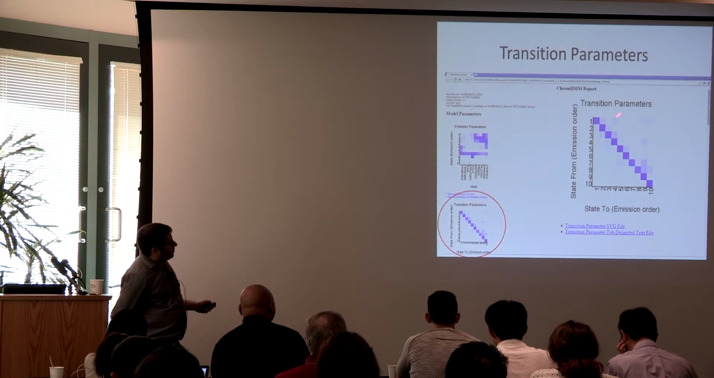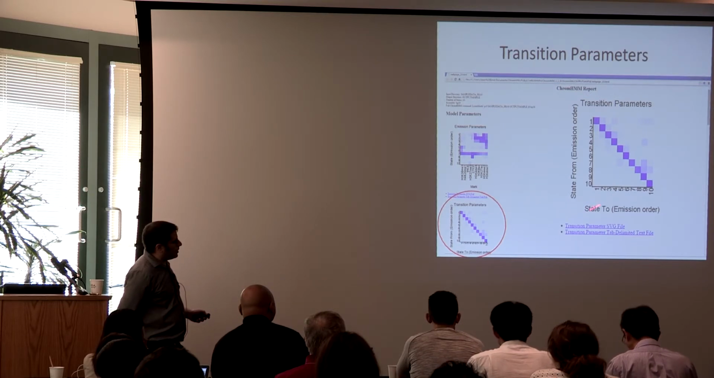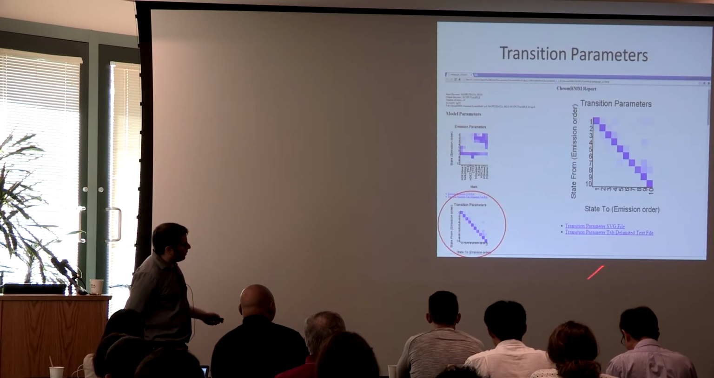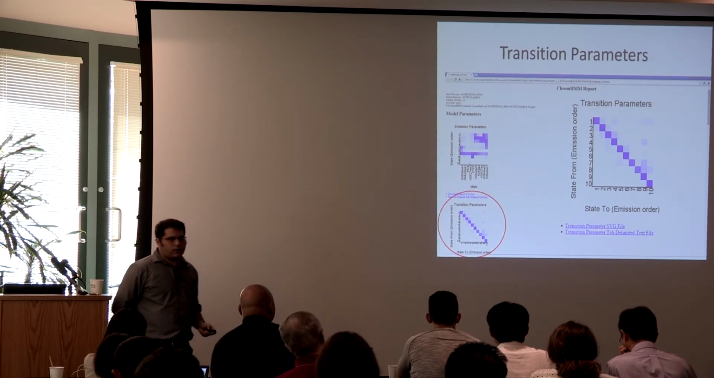The next thing that appears is the transition parameters. So this also specifies part of the model. So the rows are the states from, then the state to, and then the relative probability. And similar to before, you can download this as an SVG or also in a tab-delimited text file.